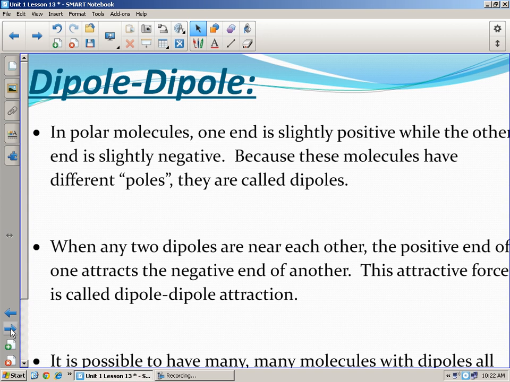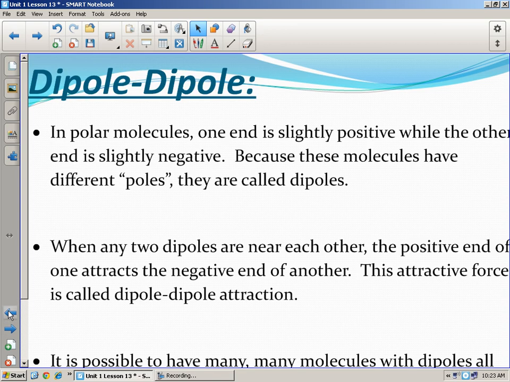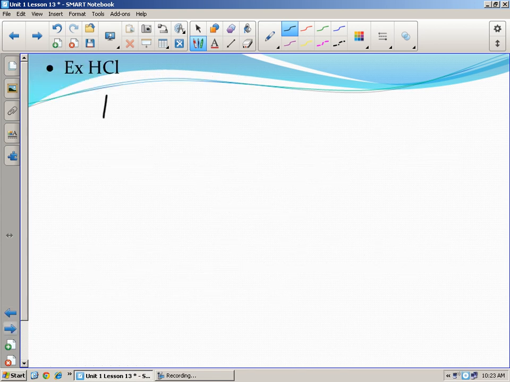And dipole-dipole, remember, is just the positive end of one molecule attracted to the negative end of a different one. Don't forget, dipole-dipole molecules are polar, because of a difference in electronegativity. The negative end of one attracts the positive end of another one. The example we gave you yesterday was HCl.